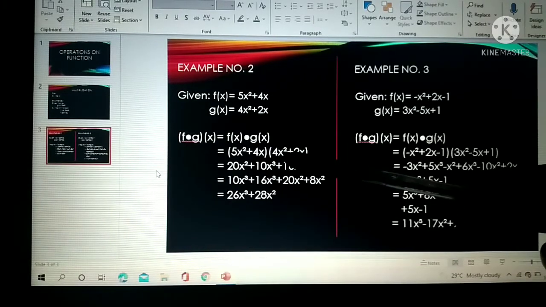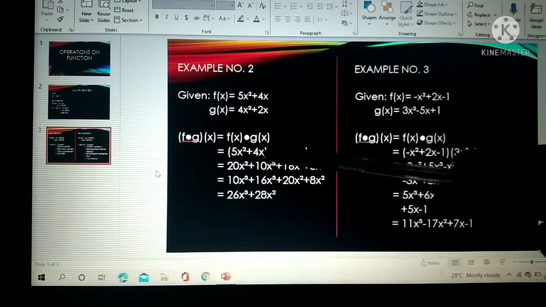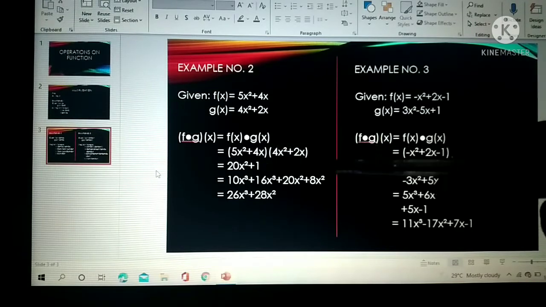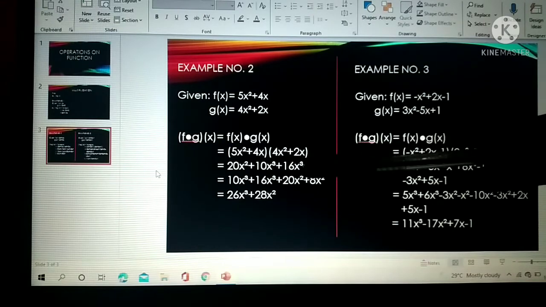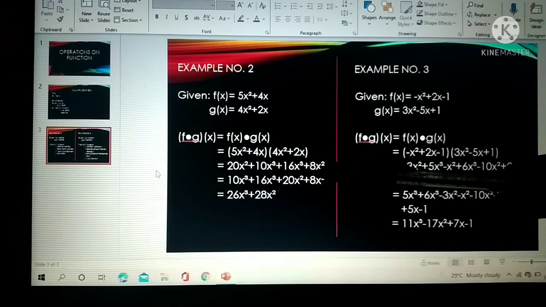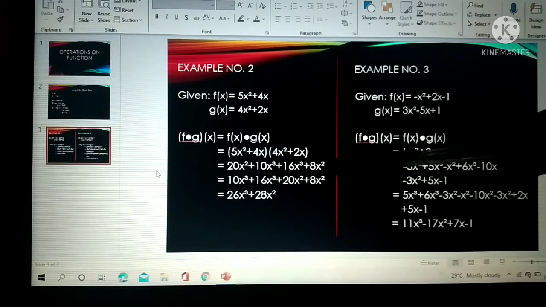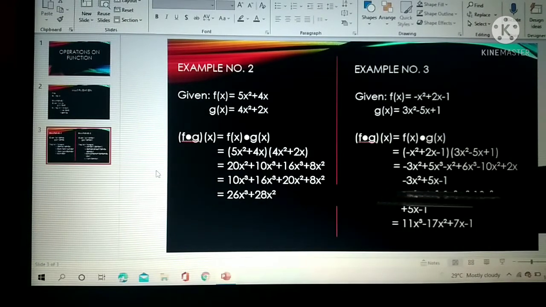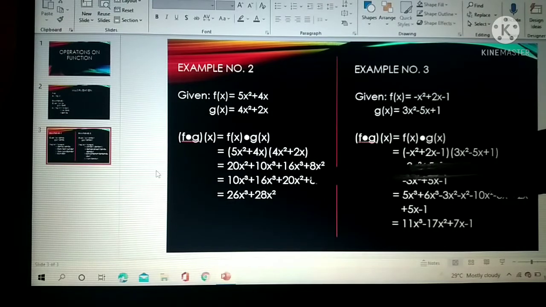Next is 4x times 4x squared is 16x cubed. The same with this, because 4x has an imaginary 1 here as an exponent. So 1 plus 2 is 3. Okay? So 4x times 2x is 8x squared. X and x, because each has an imaginary 1 as an exponent, and then we need to add. So that is 8x squared. Now, the next step is to arrange from the higher exponent 3 to the lower exponent 2. So cube to square.